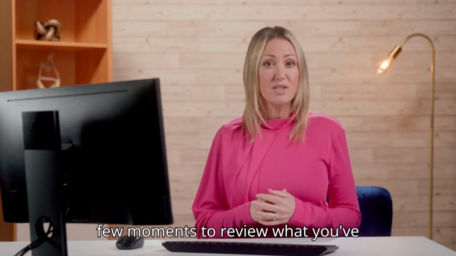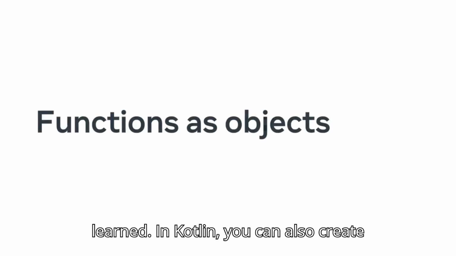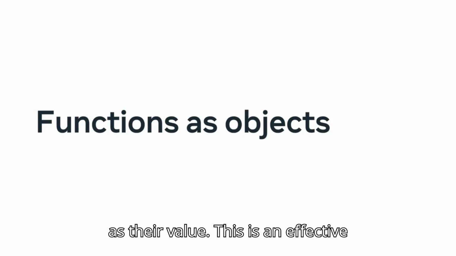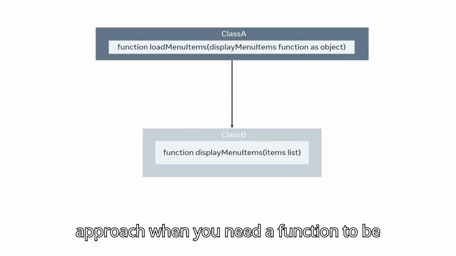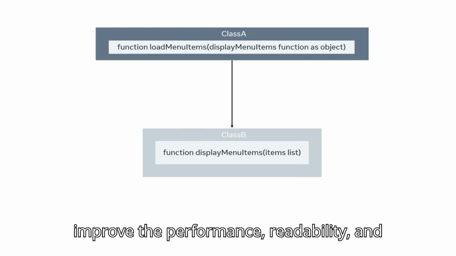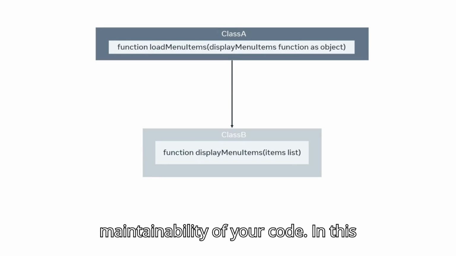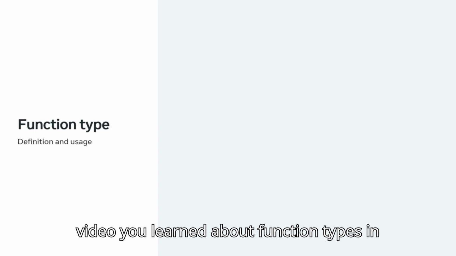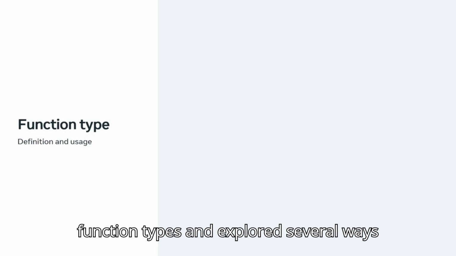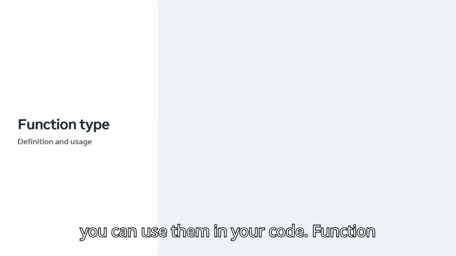Let's take a few moments to review what you've learned. In Kotlin, you can also create objects that can have a function assigned as their value. This is an effective approach when you need a function to be executed from a different class. It can improve the performance, readability, and maintainability of your code. In this video, you learned about function types in Kotlin. You discovered how to define function types and explored several ways you can use them in your code.